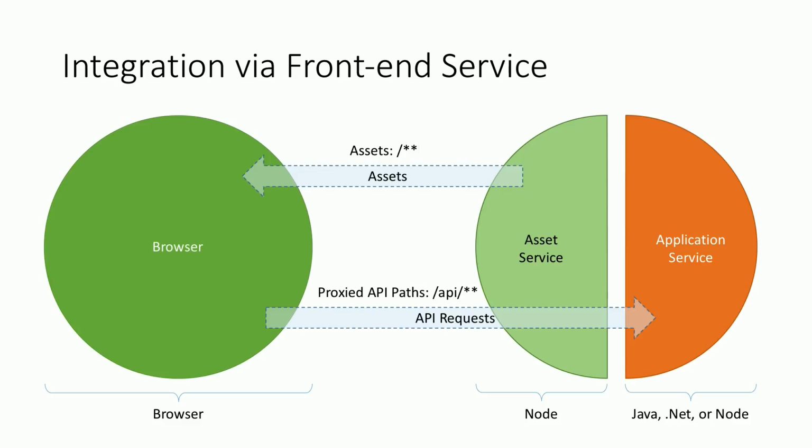So let's talk about the reverse scenario. Integration via front-end service. In this case, it's very similar to the other one, except instead of the back end proxying the front end assets, you've got the front end proxying the back end API. So all API requests are proxied through the asset service to the application service. Implementation-wise, they're the same.